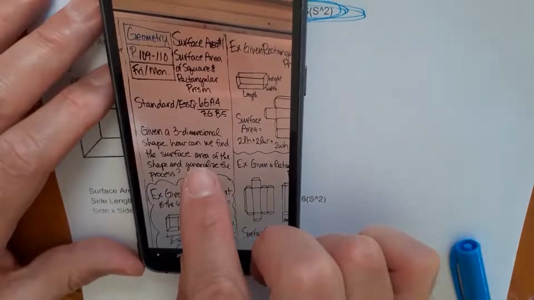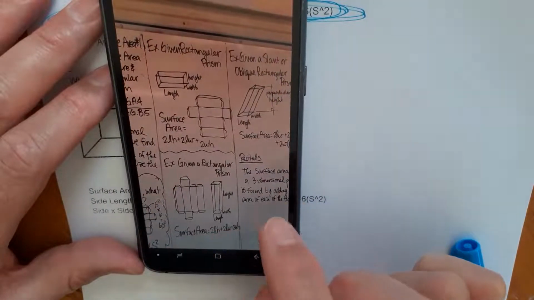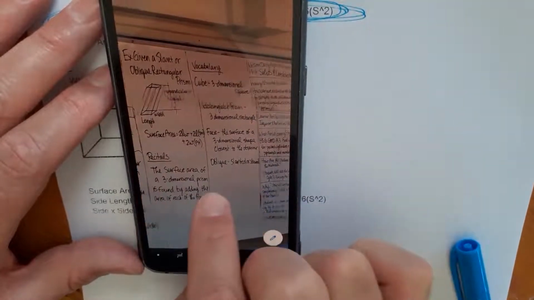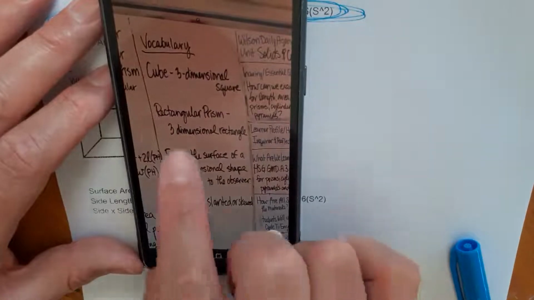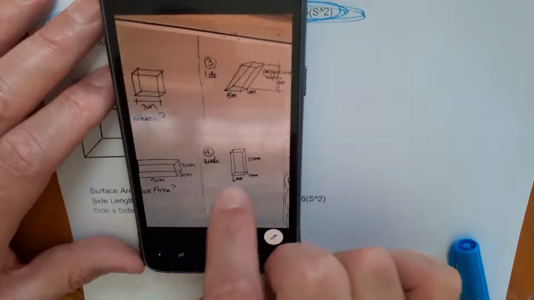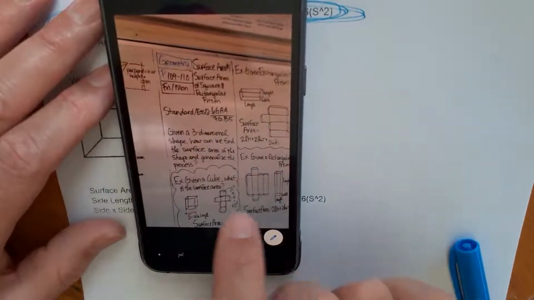It's talking to you about surface area, talking about 3 dimensions. This is the stuff you're copying into your comp book on the right pages. Here it is going over a prism. Rectangular prism, it's going through the vocabulary, cube, giving you a few practice problems to put into your comp book.